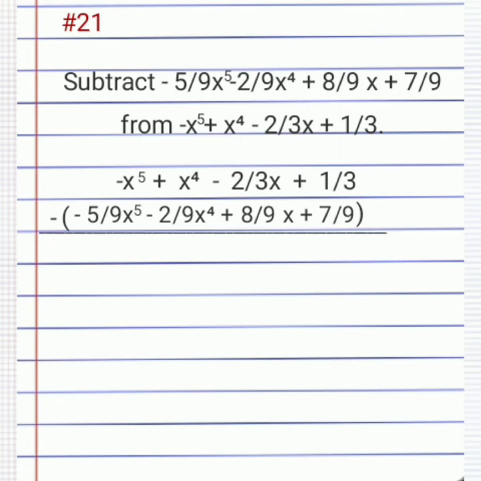One-third minus 7/9 is equal to negative 4/9. Negative 2/3 x minus 8/9 x is equal to negative 14/9 x. X to the fourth power minus negative 2/9 x to the fourth power is equal to 11/9 x to the fourth power. Negative x to the fifth power minus negative 5/9 x to the fifth power is equal to negative 4/9 x raised to the fifth power.